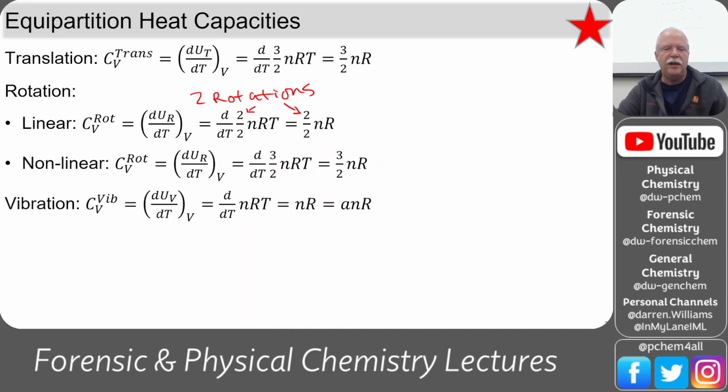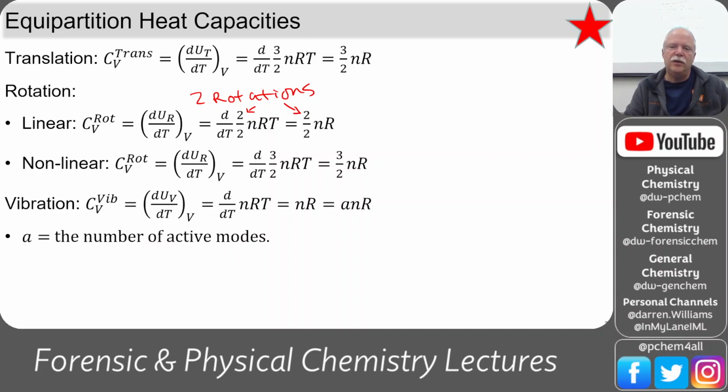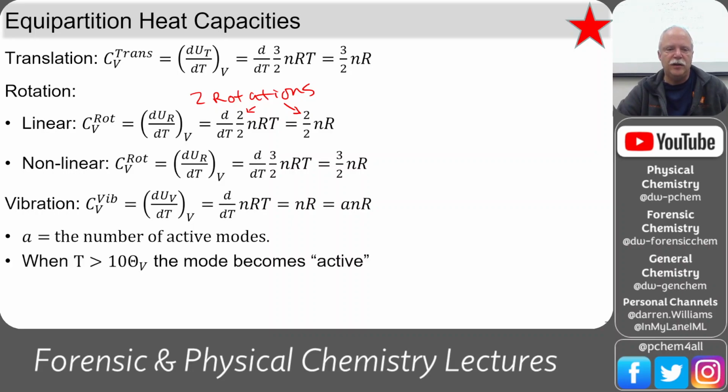And then for vibration, we have to add a variable here, A, where A is the number of active modes. So as the molecule gets bigger, and even that we saw in our spreadsheet example, the vibrational line for a couple of the vibrational frequencies was still 1 for the partition function, but the other one started creeping up. And so it started accepting excitation at 300 Kelvin. And so that mode was becoming activated. It wasn't fully activated to give the equipartition condition, but it was beginning to be activated. So when T is over 10 times the vibrational temperature, then the mode becomes active.